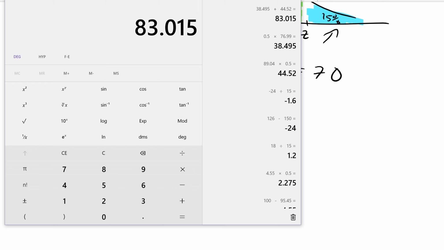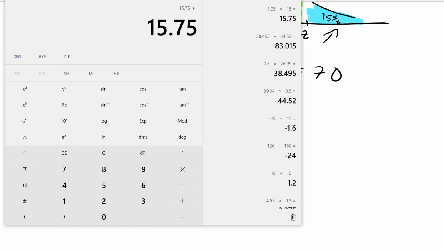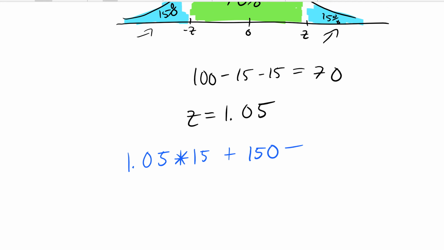Now let's use the calculator. So Z was 1.05. Multiply it by the standard deviation, which is 15. And we add that to the average, 150. So our answer is 165.75. That is the score at the 85th percentile.